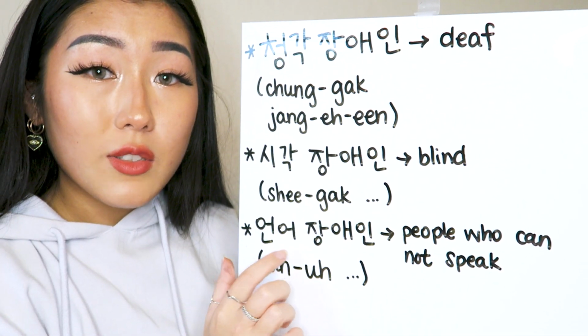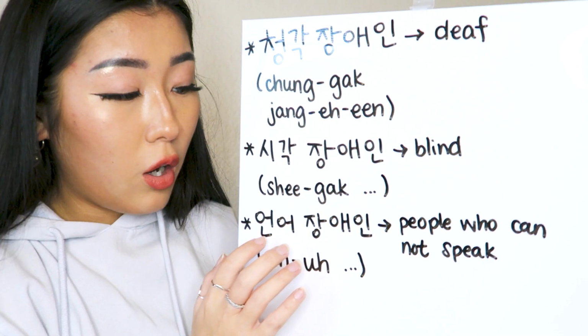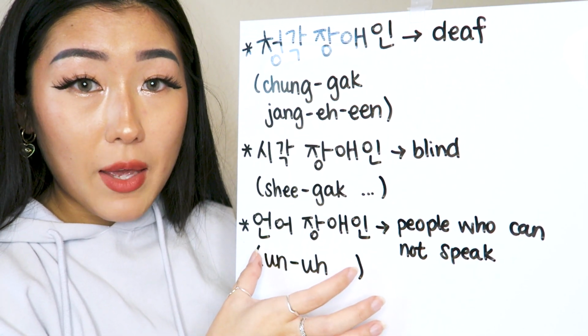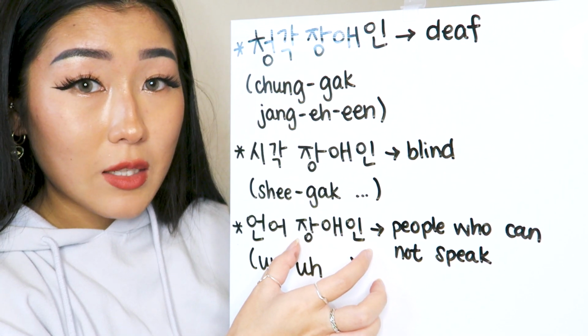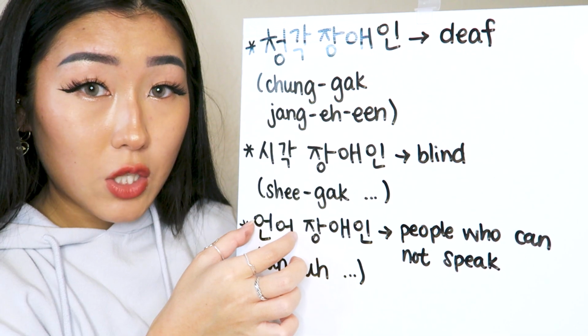So 언어, some of you guys may know already, literally means language. So 언어 장애인, if you break that up, it is saying 장애인, person with a disability, and is having to do something with 언어, the language. Of course, those three categories of people with disabilities do not encapsulate nearly all of the different types out there, but those are the 3 that I just want to start you guys off with. Now I'm going to move us on to accessibility tools that people with disabilities use.